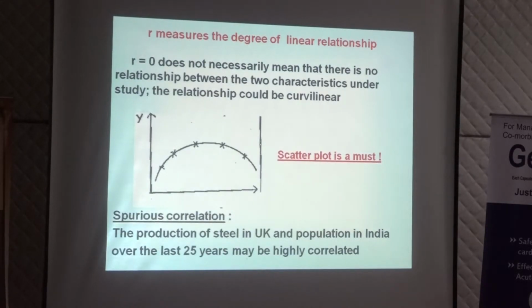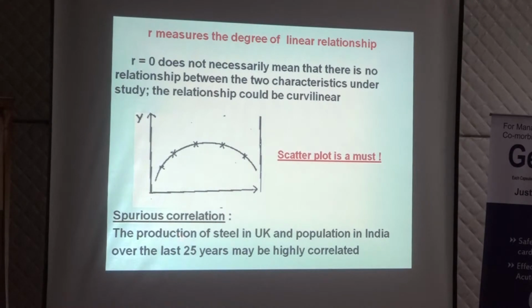Another: r equals to 0 does not necessarily mean that there is no relationship between the two characteristics under study. The relationship could be curvilinear. r depicts only linear relationship. If r equals to 0, we can say that there is no linear relationship between two continuous variables, but the relation may be curvilinear. So a scatter plot is a must.